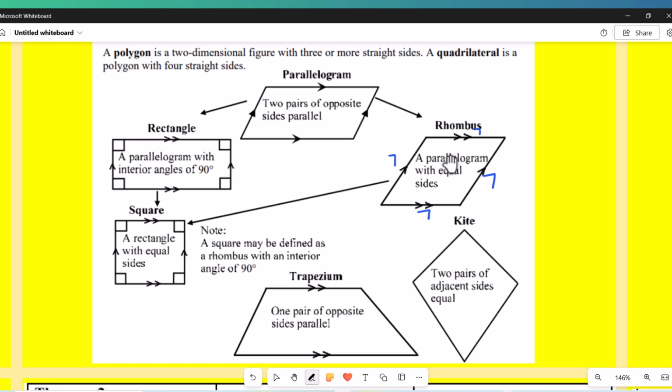So a square is a special rectangle, okay? Note that a square may be defined as a rhombus with an interior angle of 90 degrees. So even a square has all the opposite sides parallel and equal, and all the sides equal. What's the difference here? We're saying that a square may be defined as a rhombus with an interior angle of 90 degrees. Are we together, guys? Anybody with a question? Hello? Are we together now?